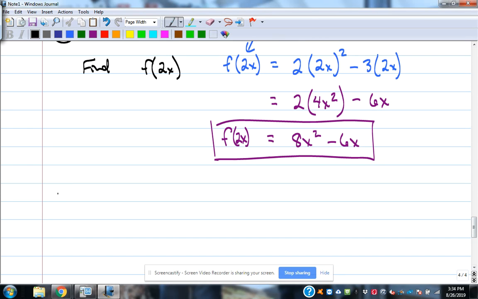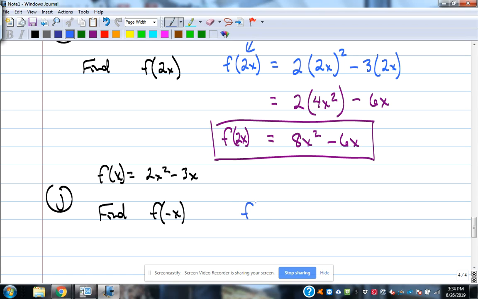Sometimes they ask you to plug in a negative x, and this will come up here in a little while. Let's say we had f of negative x. Let's use that same function, f of x equals 2x squared minus 3x. And we want to find f of negative x. This comes up later. It's a test that we use for some things. So when we plug that in, it's like negative 1x. So it's almost the same thing.